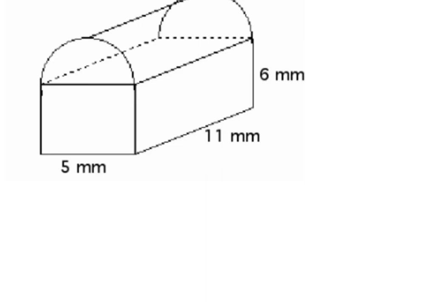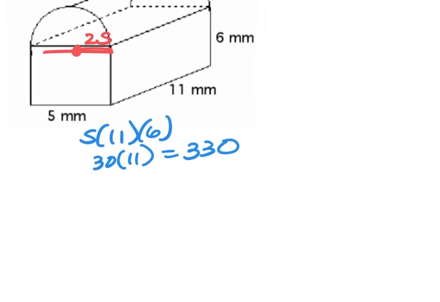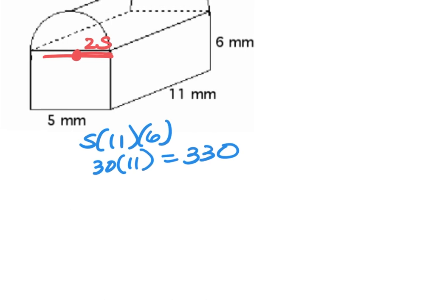All right, this bottom is what? The bottom is a rectangular prism, right? 5 times 11 times 6. So the bottom is 330. The top is half a cylinder again. So if all the way across is 5, halfway across would be the radius of 2.5. And then what's the formula for a cylinder? Pi 2.5 squared times the height, which is 11. 2.5 squared times 11 times pi is 215.98. Add that to the 330, and that's where the answer comes from.